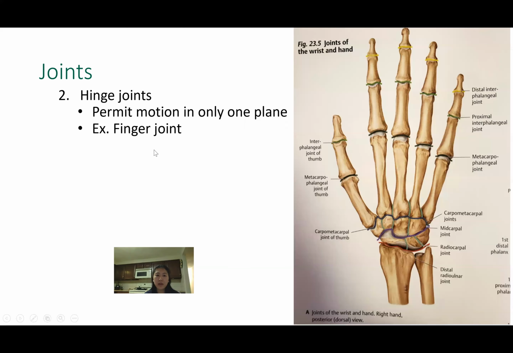Number two type is the hinge joints. So the hinge joints, we have a lot of them in the hands and the feet. So your fingers can only move 180 degrees. It cannot move this way. It can only move this way. So it permits motion in only one plane. And a good example is the finger joint, and you can also look in your toes, and they are also hinge joints.